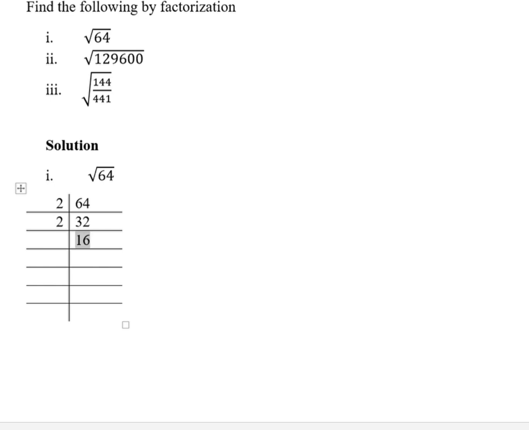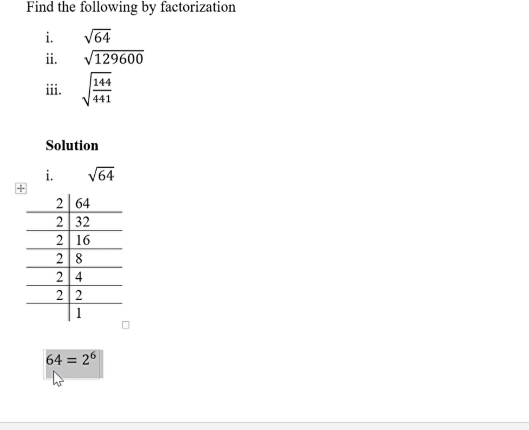16 can also be divided by 2, so divide by 2, you get 8. 8 can still be divided by 2. So 8 divided by 2 gives us 4. 4 divided by 2 gives us 2. And 2 divided by 2 gives us 1. So the prime factors of 64 are the ones that I've listed here: 2, 2, 2, 2, 2, 2, 6 times. Therefore, we can write 64 as 2 raised to power 6, because there are 6 2's here.